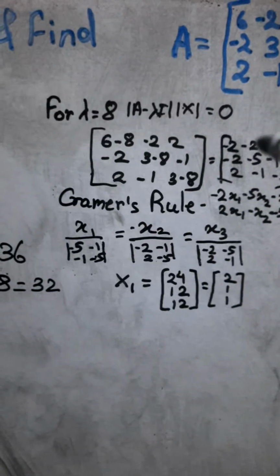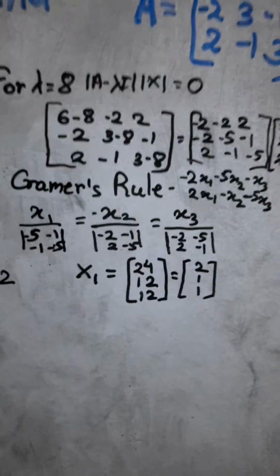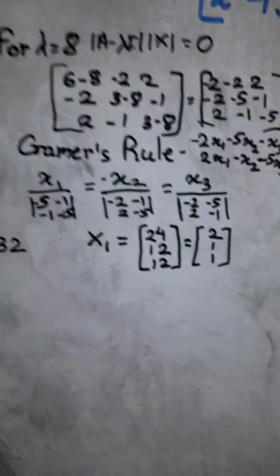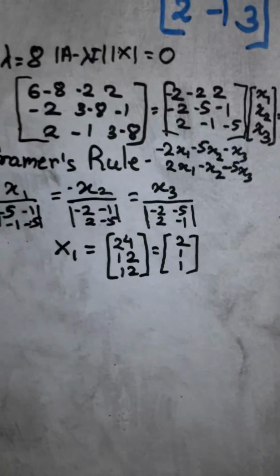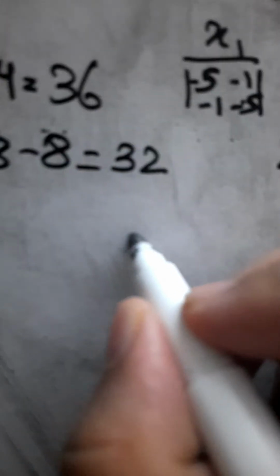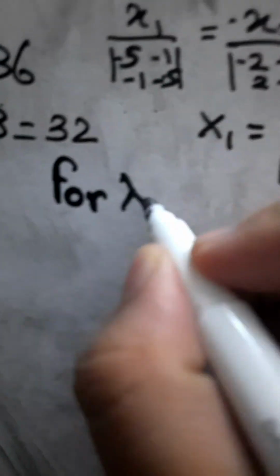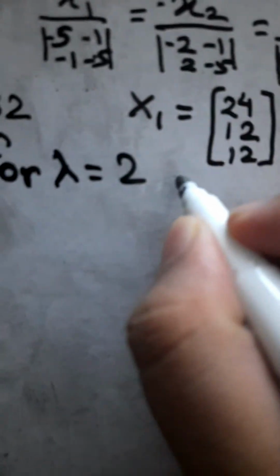I also took out the eigenvectors for lambda equal to 8, eigenvalue 8. I did that because I have done it all years earlier, so I didn't want to waste your time on this. But now we will do it for lambda equal to 2. Let's go for lambda equal to 2.